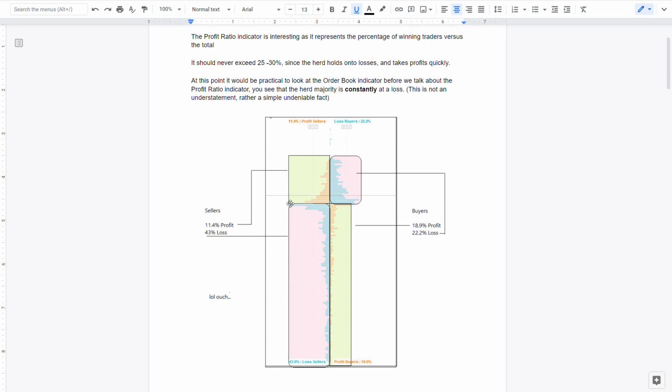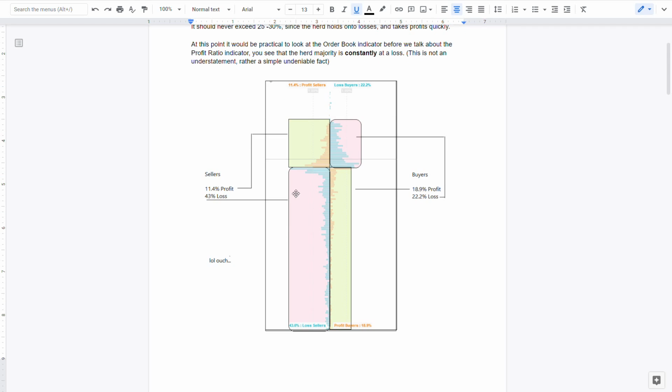This is pound USD. And the key thing to note is that the crowd are near enough always wrong. They're constantly at a loss. Now this we see on the pound USD, they're holding on to their losses. And that's actually quite painful. Look at the ratio. Only 11% are in profit, 43% are at a loss, those who sell in. And those who are buying, 18% are in profit, 22% are at a loss.